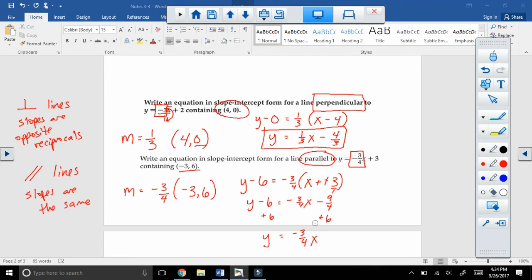And you could use your calculator to do this if you can't do it without a calculator, but here's a quick little review on how to add these things together. What I would do is think about how many fourths is equivalent to 6. So 6 is the same thing as 24 fourths, because 24 divided by 4 is 6. And then I'm just adding the negative 9 fourths plus 24 fourths.